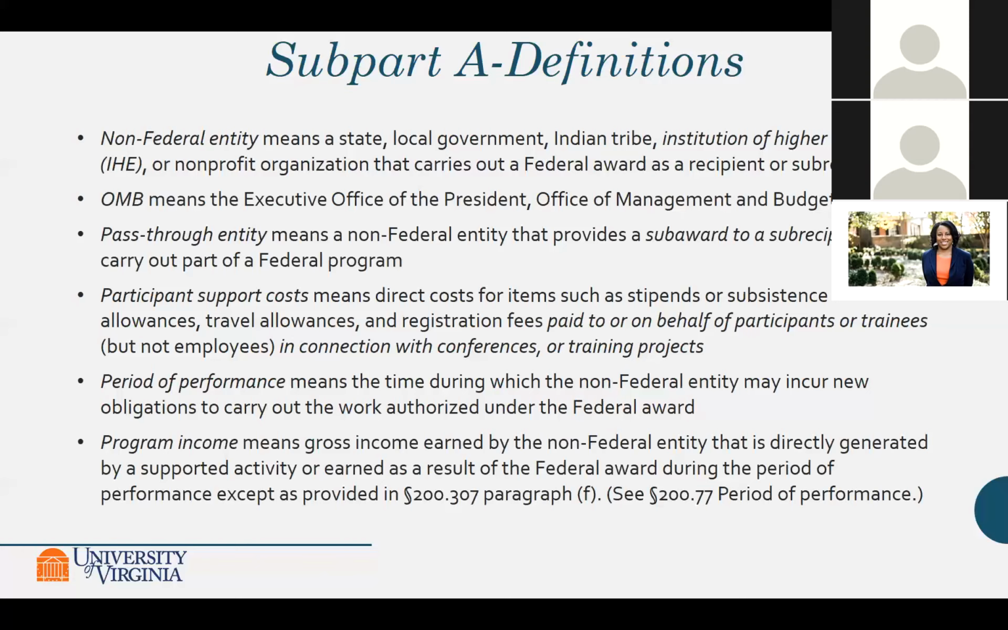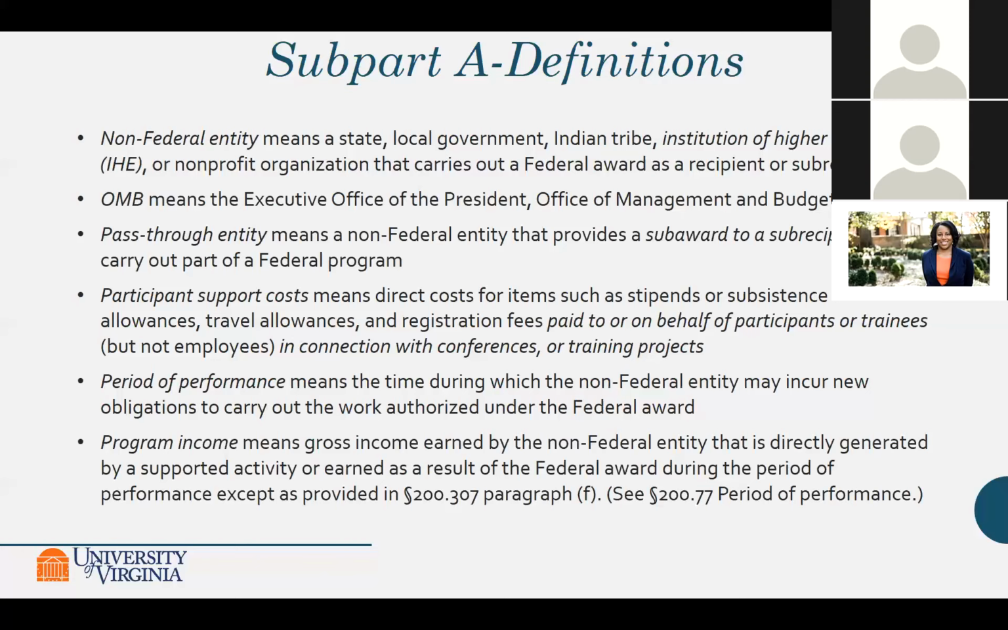Program income means gross income earned by the non-federal entity, so UVA, that is directly generated by a supporting activity or earned as a result of the federal award during the period of performance. So if in the course of our research we are doing something that is generating income, that constitutes program income. And typically there's 3 ways program income can be treated. I think Irma might talk about this next week, but it can either be added to the federal award. So say our award is $100,000, we earned $1,000 in program income. Now we have $101,000. That's called additive.